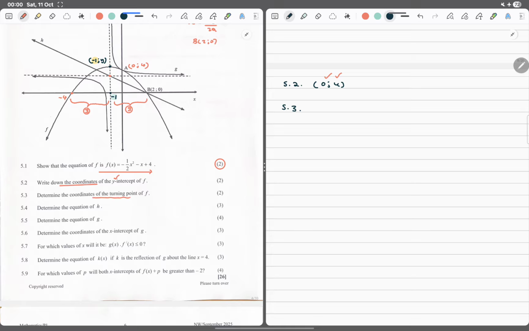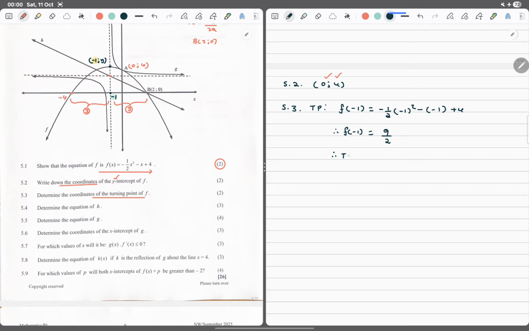5.3, we need the coordinates of the turning point of f. So we know that the turning point is such that we've got f of minus 1, which is minus a half of (minus 1) squared, minus (minus 1), plus 4. Therefore, f of minus 1 is minus 0,5 into (minus 1) squared, minus into minus 1, plus 4, which gives us 9 over 2.